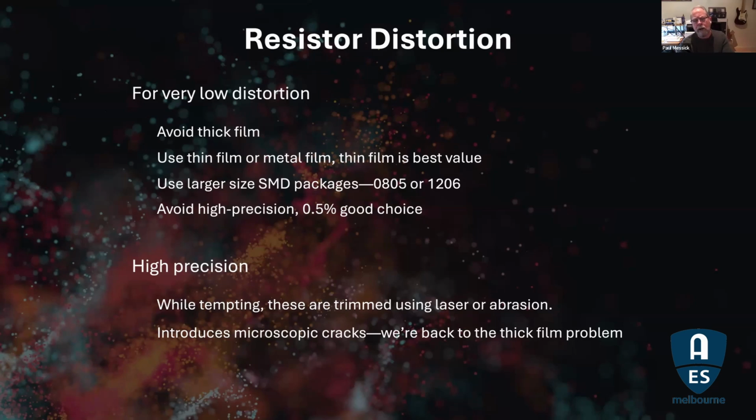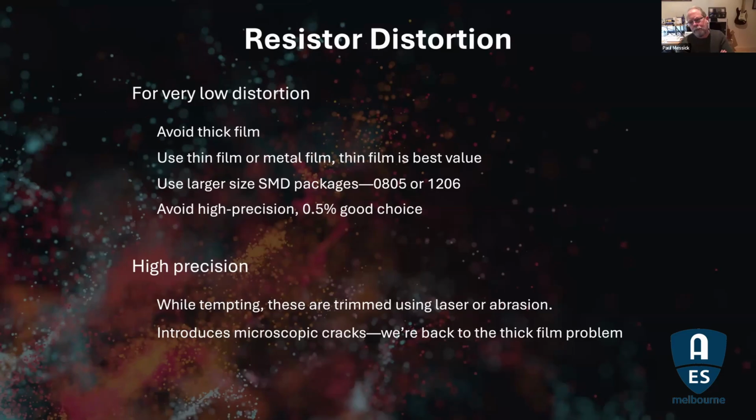You tend to want to avoid high precision. If a little is good, a lot is better. So if 0.5% tolerance is good, why not 0.1%? They're not that much more expensive. The problem is that those are actually trimmed 0.5% parts, and they trim them using lasers or they abrade the surface, which causes little cracks. And you're right back to the thick film problem.